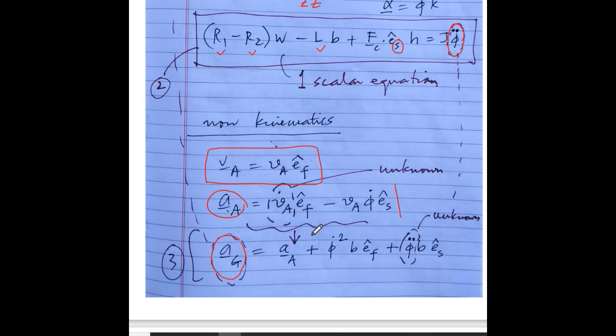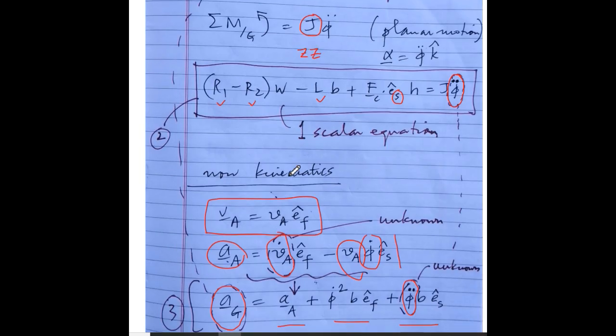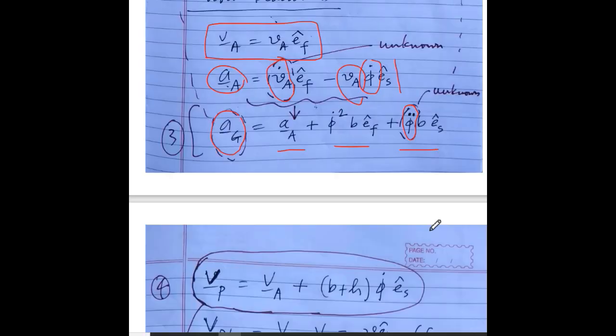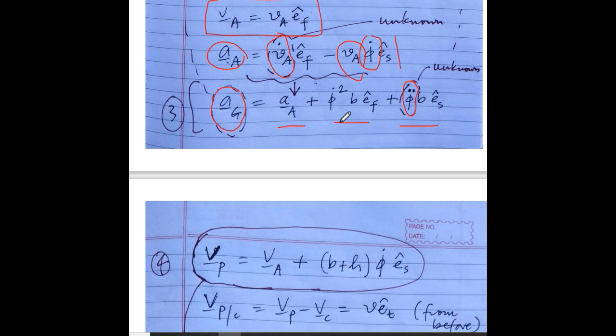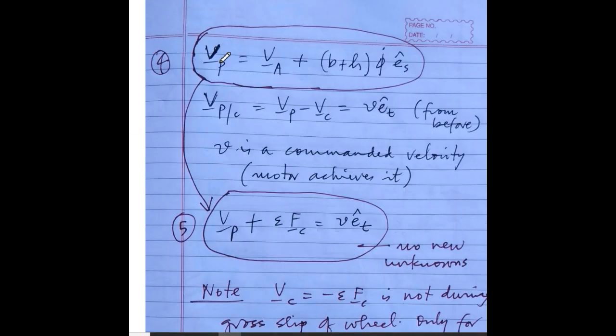So the acceleration of G is the acceleration of A, which is defined in terms of this unknown and this known quantity, right? So this has one unknown, and then this is the centripetal term, and this is the tangential term, and here is the other unknown. So you see, in terms of my accelerations, I have a phi double dot and a VA dot. So I have two unknowns. This AG will go into this equation here. This is the angular momentum balance equation.